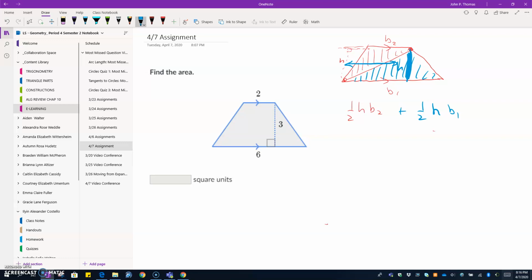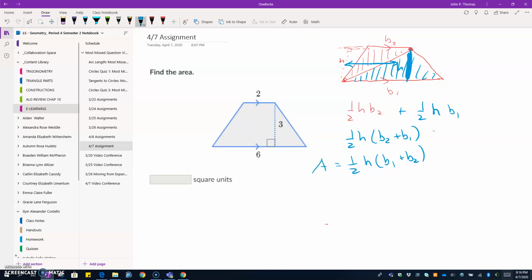Now in this expression, I can factor out the 1/2 and the h, so I have 1/2 h, and I'm left with base 2 plus base 1. Now I have commutative property, so I can go ahead and switch up the inside and write that as base 1 plus base 2. Alright, now there's lots of ways I've seen this one written.